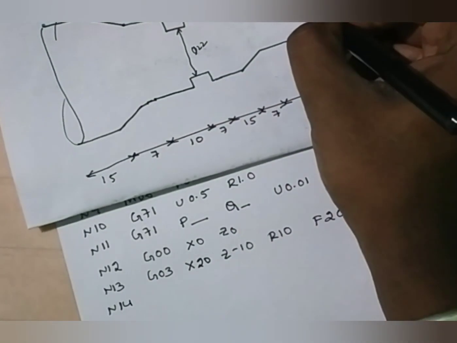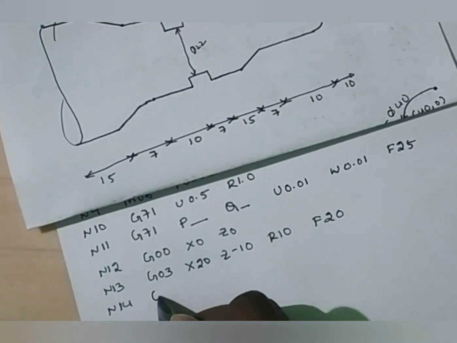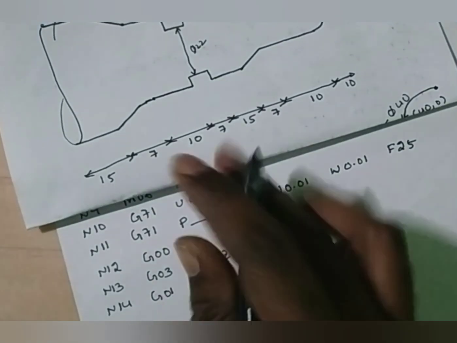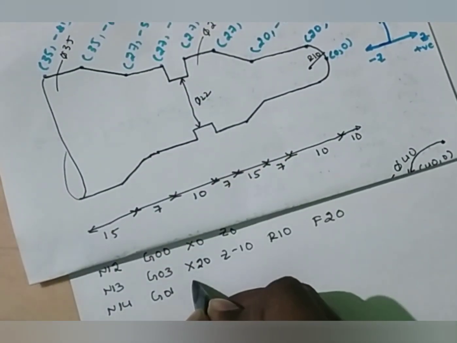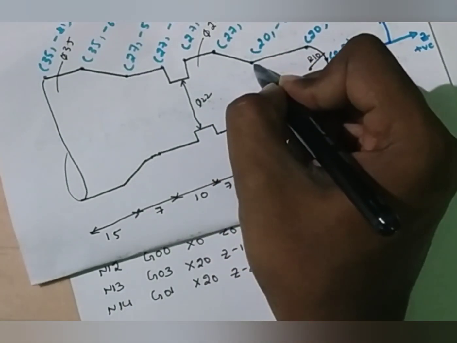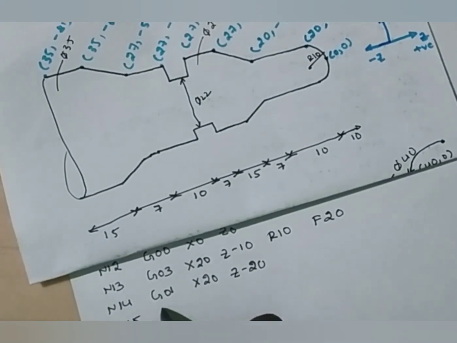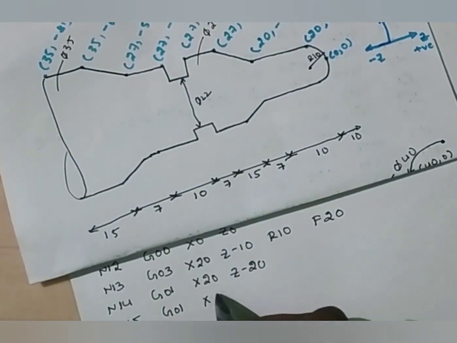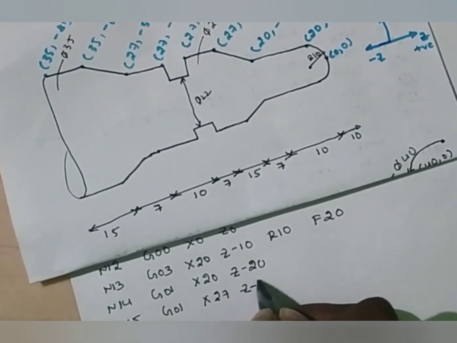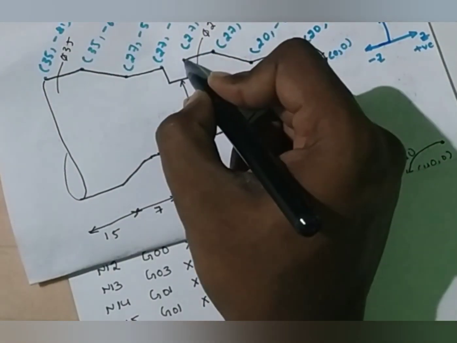Now the tool is here. Now we have to move the tool from this point to this point. This is linear. For linear, the code is G01. Coordinate is X20, Z minus 20. Now the tool is here. Now we have to move the tool from this point to this point. It is N15, G01, X27, Z minus 27. Now the tool is here. Now we have to move the tool from this point to this point.